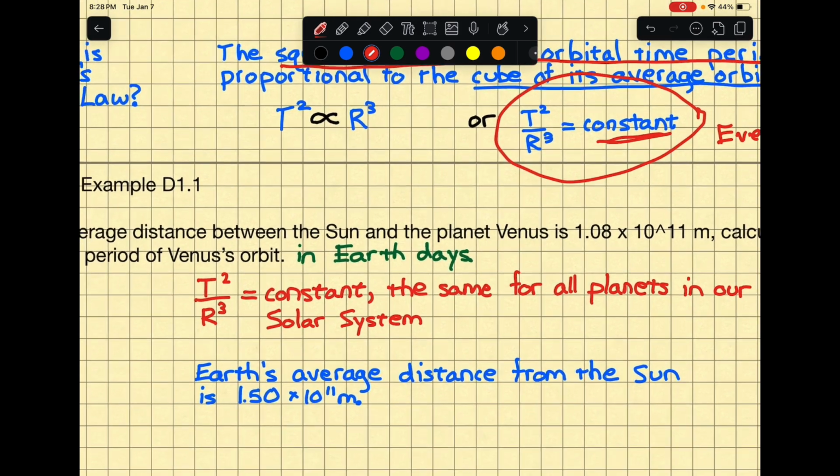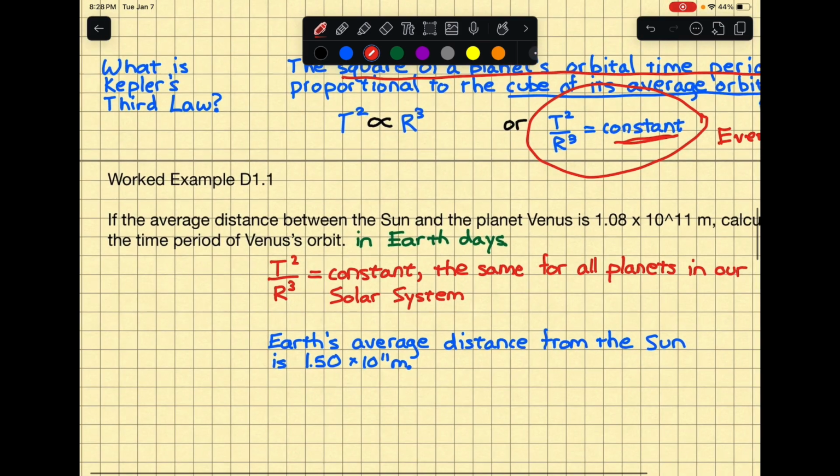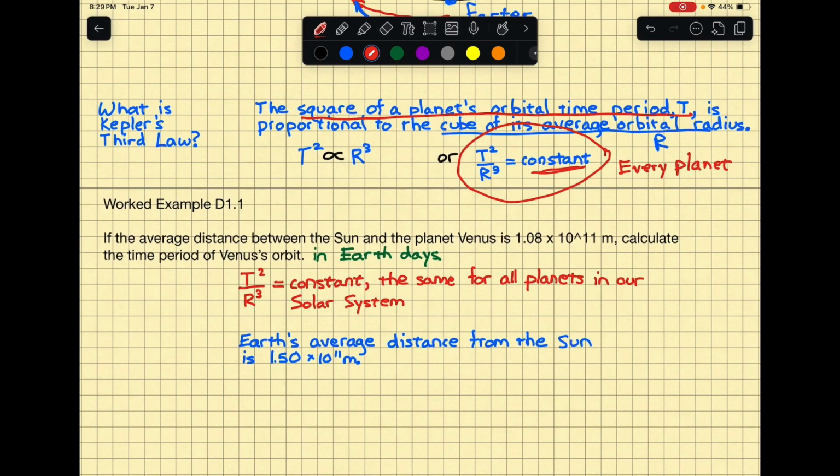For example, let's look at our worked example D.1. D.1 says, if the average distance between the sun and the planet Venus is 1.08 times 10 to the 11 meters, calculate the time period of Venus's orbit. And we're going to calculate in Earth days. So at first it seems like an impossible problem, where we're told the average distance from Venus to the sun is this amount, and we're trying to figure out what Venus's orbit is. Well, we can use what we know about Earth to figure that out.